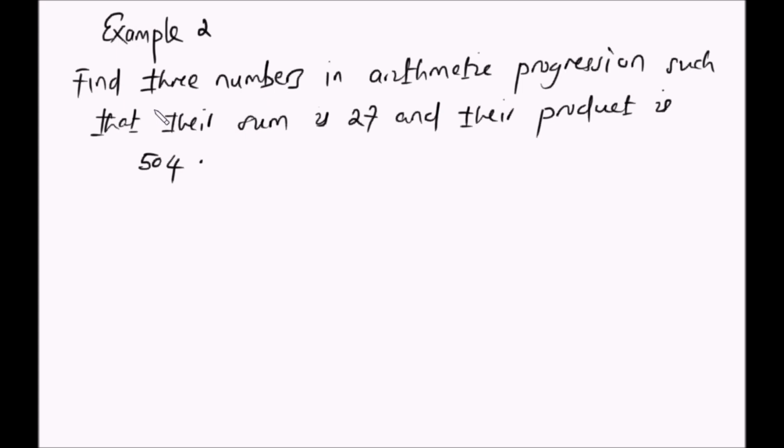This is example 2. Find 3 numbers in arithmetic progression, so you have an arithmetic progression which has 3 numbers, such that their sum is 27. So we have 3 numbers in arithmetic progression. Let's say A is the first term, and D is the common difference.